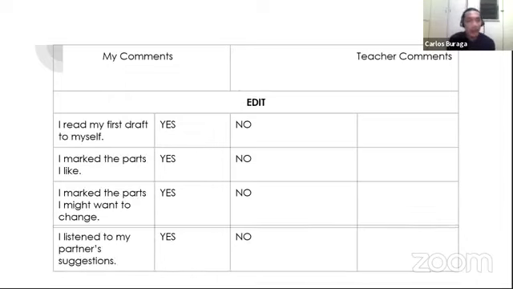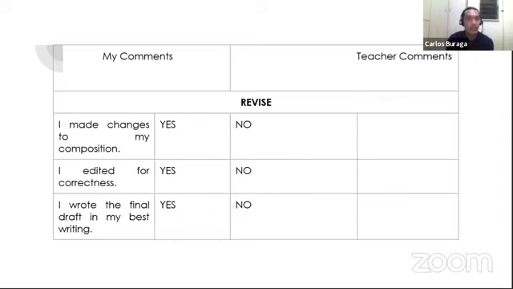What about in the editing stage? Do the students reread and evaluate their drafts? Do they mark parts na hindi klaro sa kanila? And the last one is revising. Yung mga students ba nag-incorporate ng changes and improvements as they rewrite their composition?